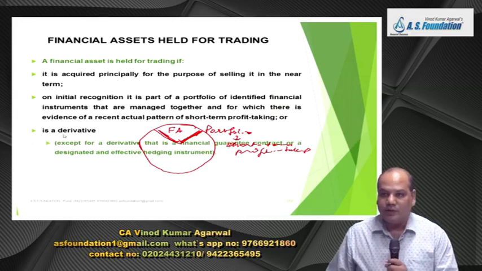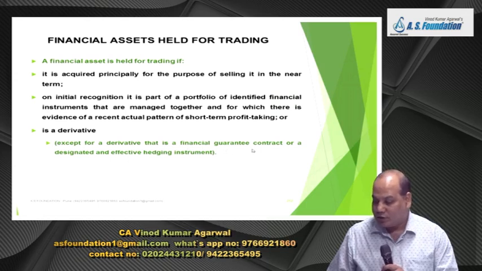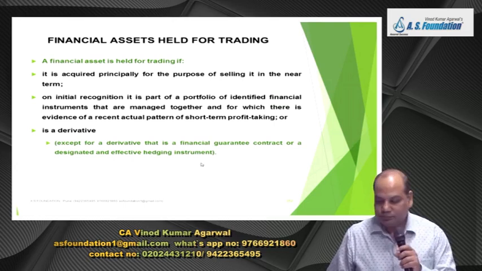Or third, it is a derivative. A derivative is assumed to be a held for trading instrument, except for a derivative that is a financial guarantee contract or a designated and effective hedging instrument. If a derivative is used for hedging purposes, then in this chapter there are special rules called hedge accounting rules. And at that time the derivative will be accounted as per the specific rule applicable for hedge accounting.